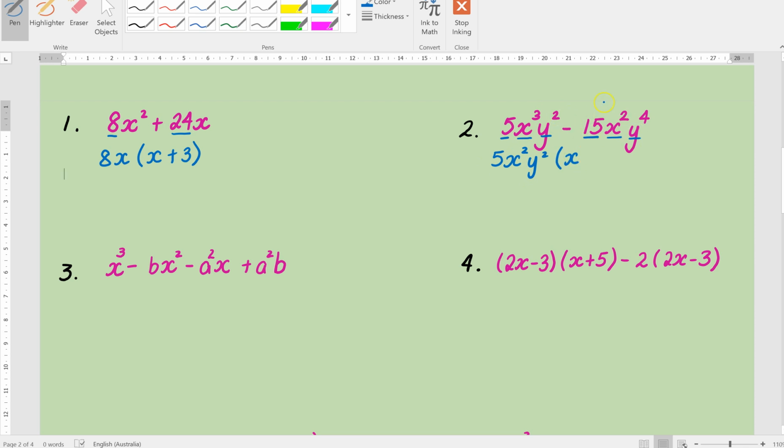5 times what, we're on to the next term here, times 3 gives me the 15. Do I need to put an x? No. If I put an x there, I'd have x squared times x, which gives me x cubed, no good. So I've already got my x squared out here, and I need a y squared times what to give me y to the 4, and that has to be y squared. So that's all done and dusted.